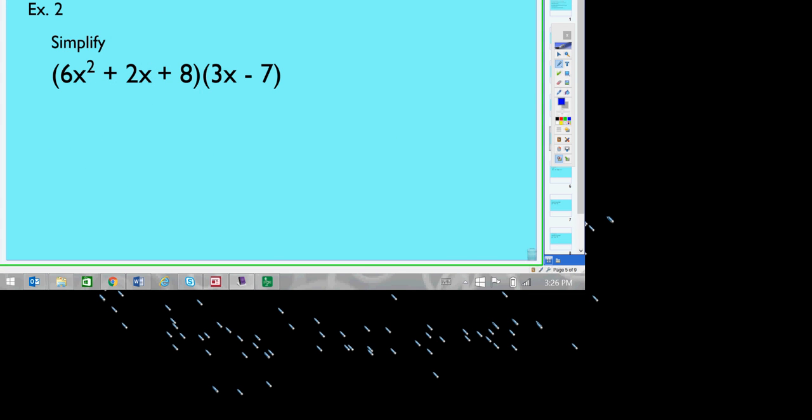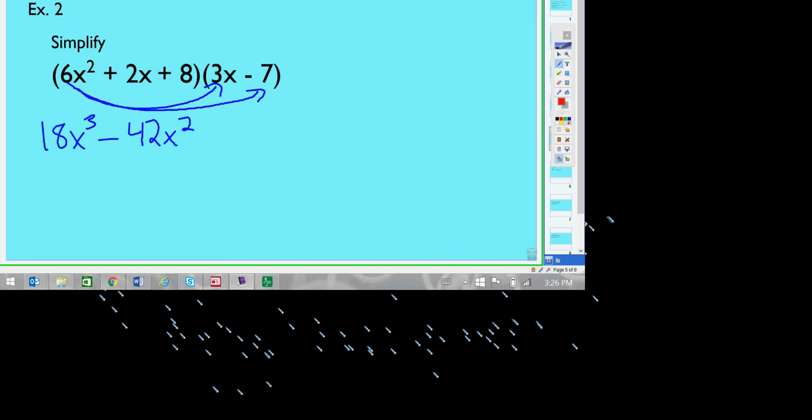All right, next one, trinomial times a binomial. So you have 3 times 2, and that's 6. You have 6 terms. So 6x squared times 3x is 18x to the third. And now you have really a minus 7 times 6, 42x squared.